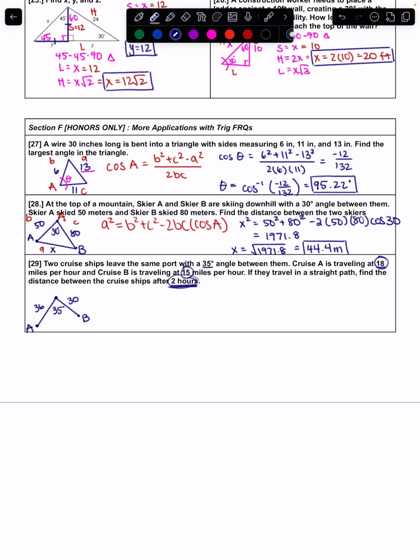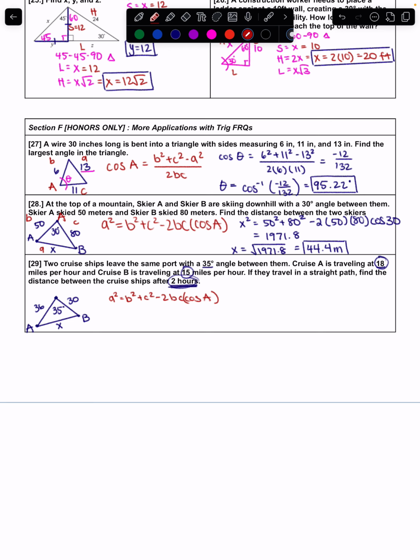All right, so we're asked, what's the distance between the two cruise ships after 2 hours? So let's make that our x. Okay, so it looks very similar to number 28. So we have to use the a squared equals b squared plus c squared minus 2bc cosine A version of the cosine rule.